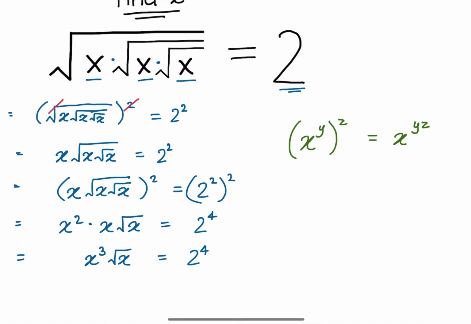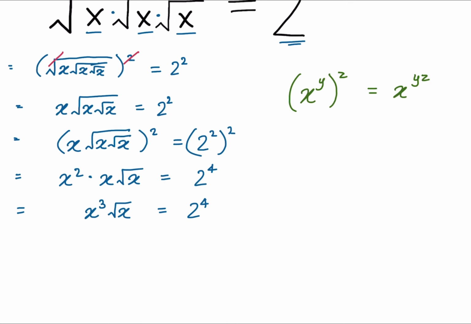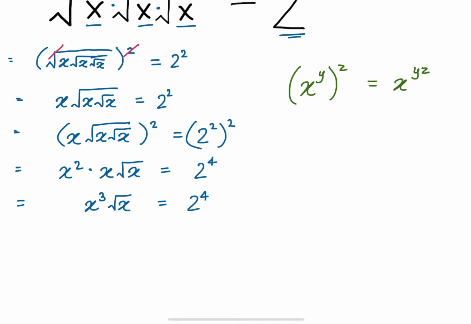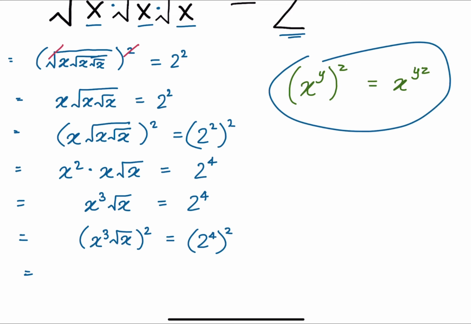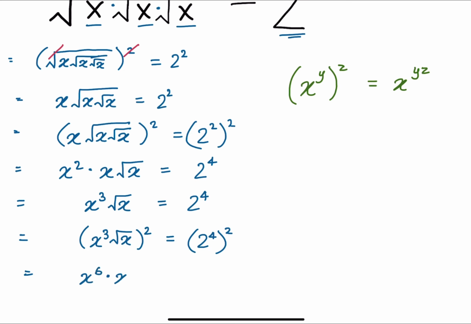Now we're going to continue this and try to cancel out the last square root symbol. So to do that, we're going to square both sides of the equation again, and that would give us x cubed times the square root of x, all squared, is equal to 2 to the power 4, squared. Now, using the rule over here, we're going to simplify this, write x cubed as x to the power 6, and the square root of x as simply x. And 2 to the power 4 squared would give us 2 to the power 8.